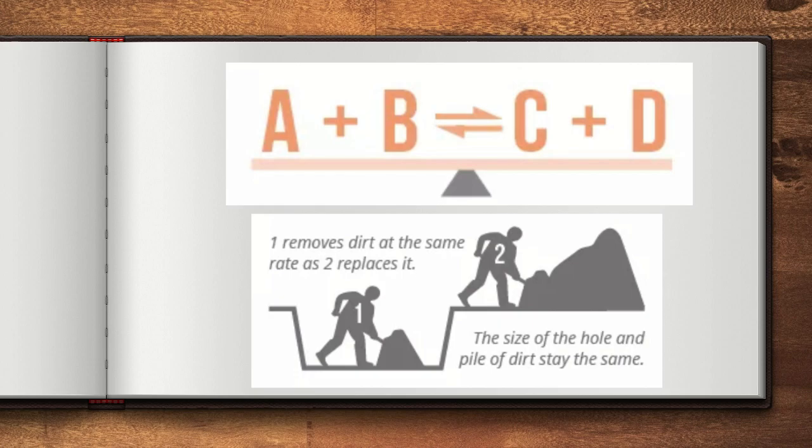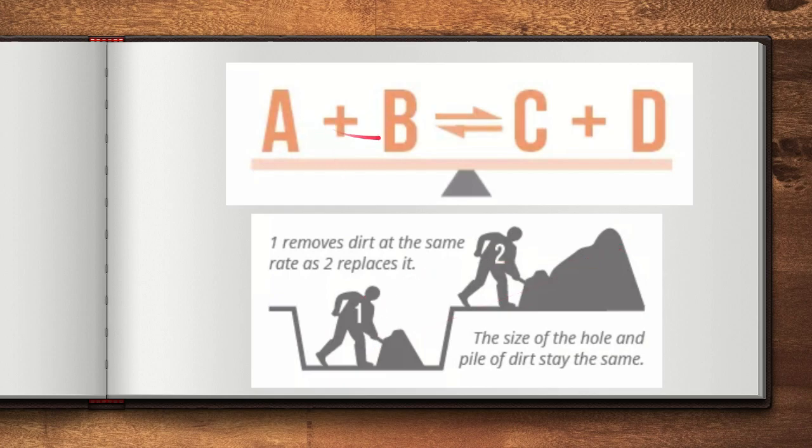So the forward reaction is happening, the backwards reaction is happening, but they are happening at exactly the same rate. And that's why it links into rate of reactions and why we're recapping it. Try this analogy if you're struggling to get your head around it. Say you've got two workers here, worker 1 and worker 2, and worker 1 is digging a hole, worker 2 is filling that hole back in.